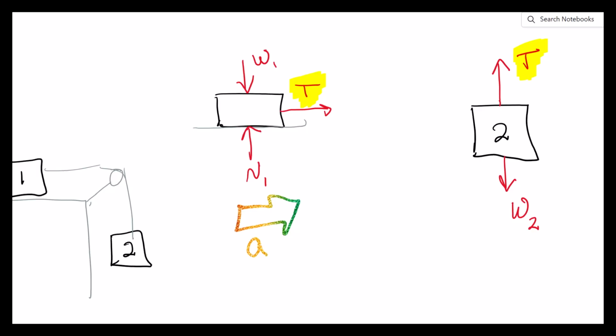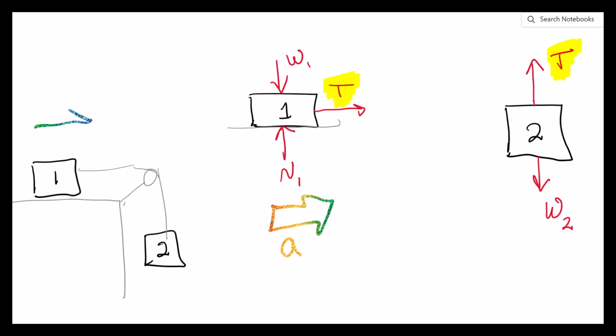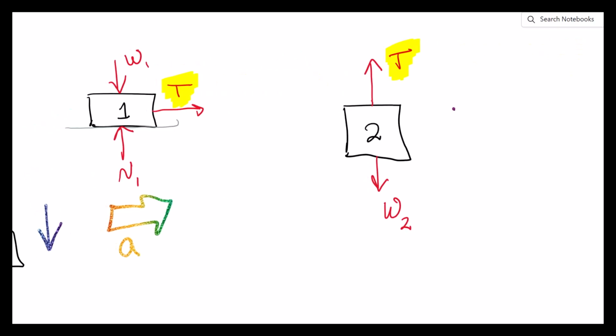Okay, so if I've assumed that block 1 is going to the right, without getting too much into it, because there's actually a whole lot of math that you can do, especially when you have more than one pulley. If I assume in this picture that block 1 is going to the right, I can assume that block 2 is going down, and they're going the same speed, same acceleration. So I'm going to draw my acceleration here, like that.